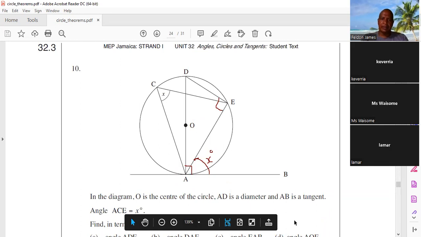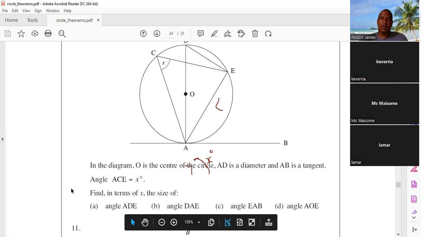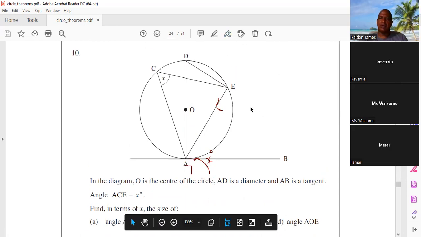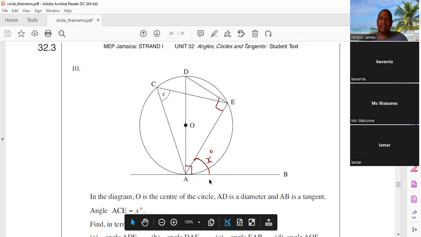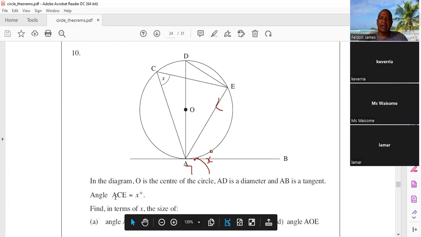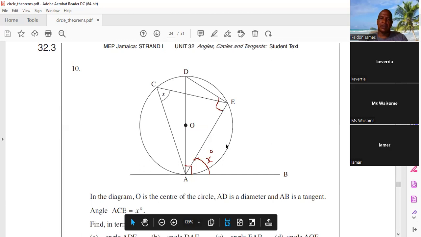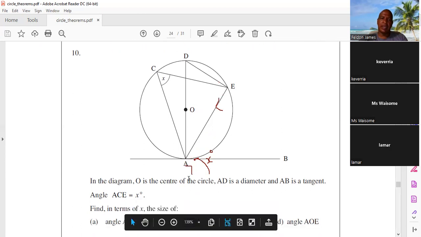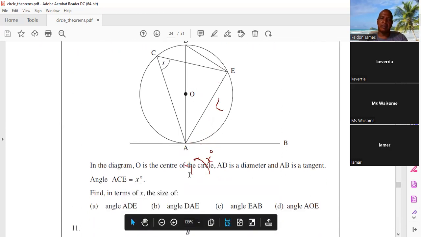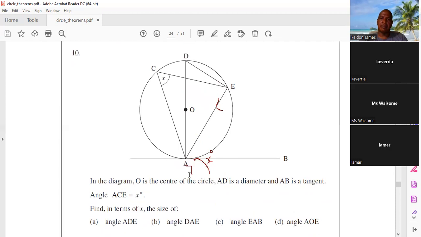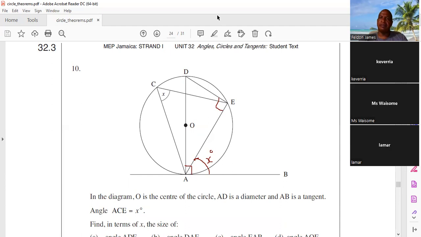Any suggestion, guys? All right. Now, what the question is saying, you have to find in terms of X, meaning that you don't have any actual value for X. You just need to find these angles in terms of X. So in terms of X, angle ADE would be what? Anybody?